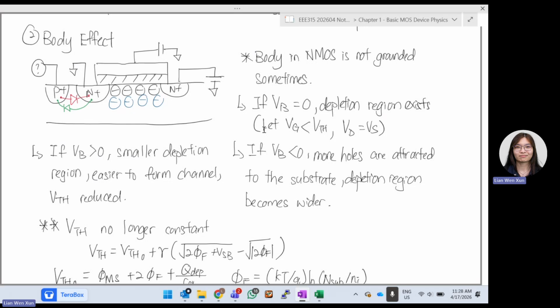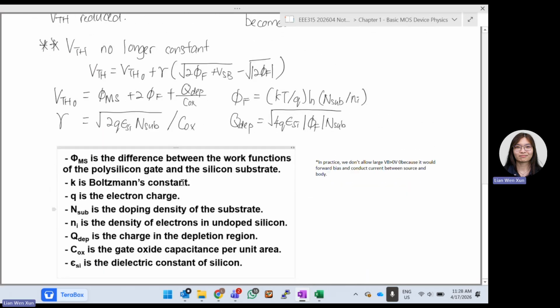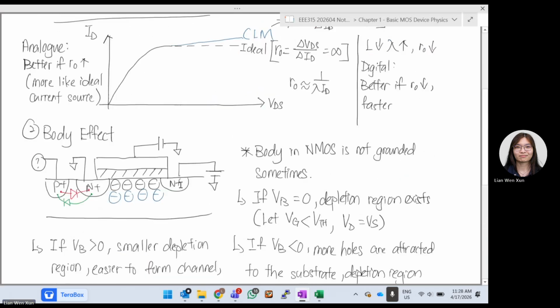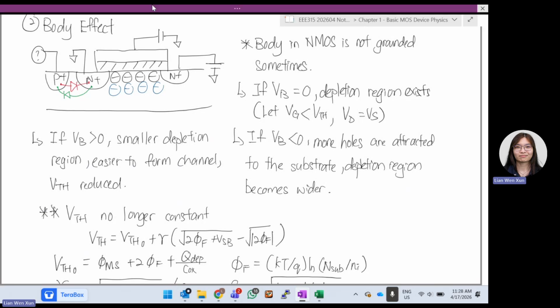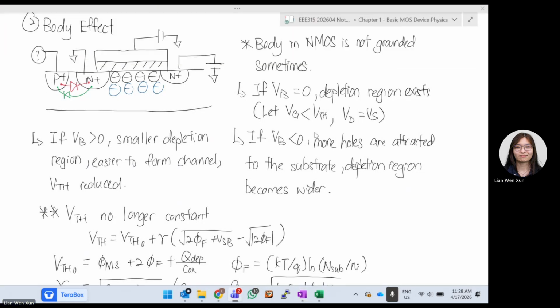Let's say we only study NMOS now. What if our body in NMOS is not grounded? Body means this part of it, basically your P plus. When it is grounded, P plus is basically 0. So here we say it is 0.